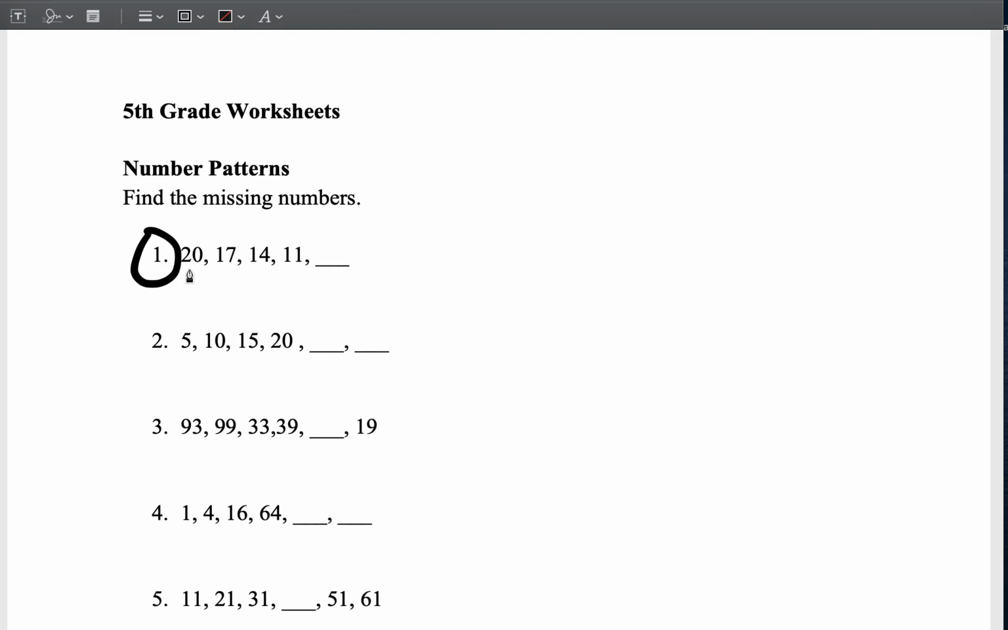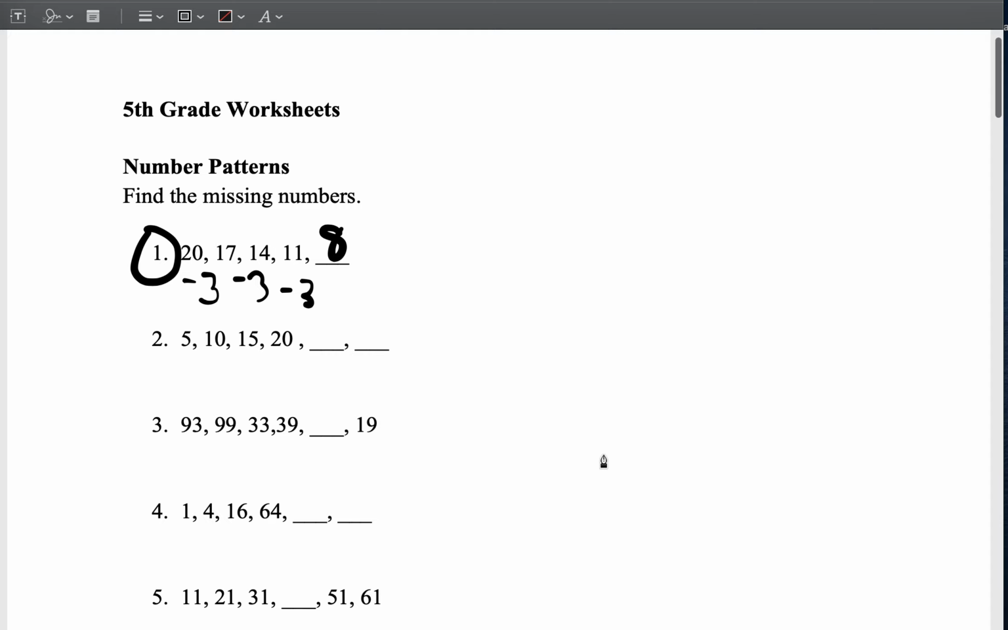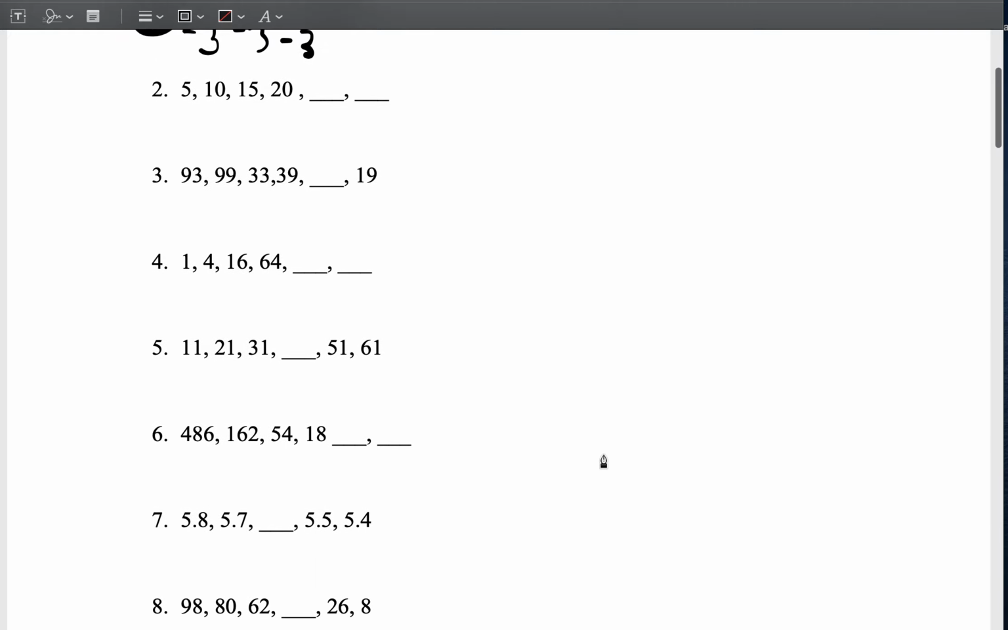it goes from 20 to 17, which is minus 3, if you know how to subtract. And 17 minus 14 is also minus 3. And 14 minus 11 is also minus 3. So if this is the pattern, then 11 minus 3 would be 8. So the answer to this will be 8. You just have to find the pattern to how it belongs.